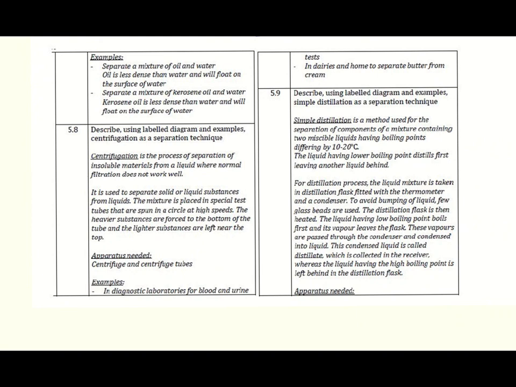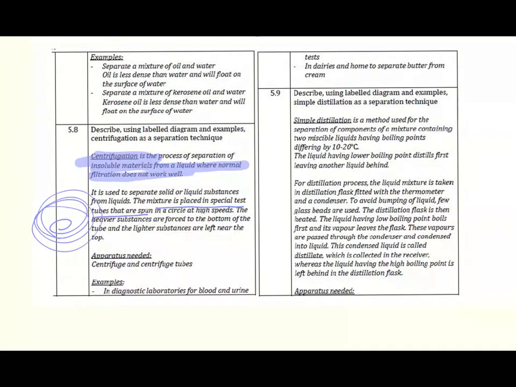The next method of separation we call centrifugation. What is centrifugation? Centrifugation is a method that we can use to separate insoluble material from liquid where normal filtration doesn't work. If the filtration doesn't work, meaning if you have an insoluble solid in a liquid, you can separate them by centrifugation. This method works when you put the mixture in a special test tube, and then you put it in a special apparatus. It spins at very high speed. In this way, they are going to be separated. The lighter substance will be left near the top. So the parts which have less density will be on the top, and the heavier particles will stay in the center. We call this method centrifugation.